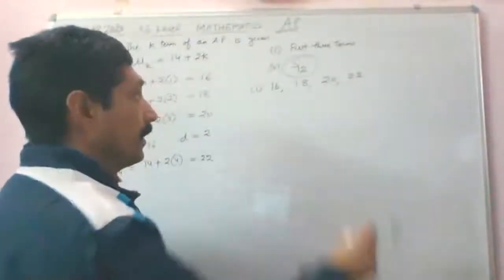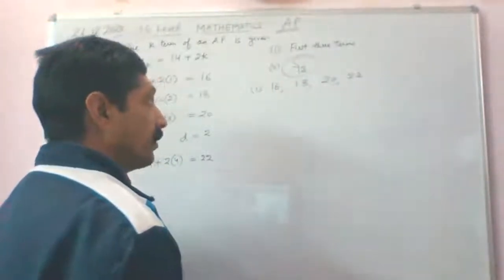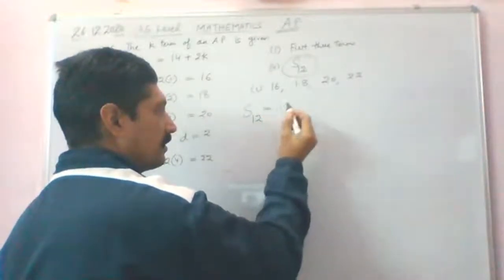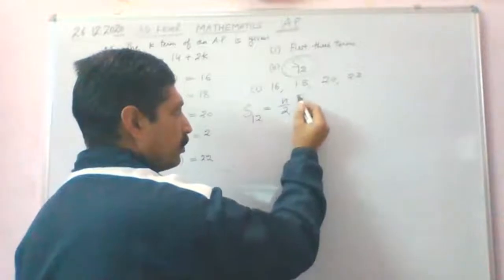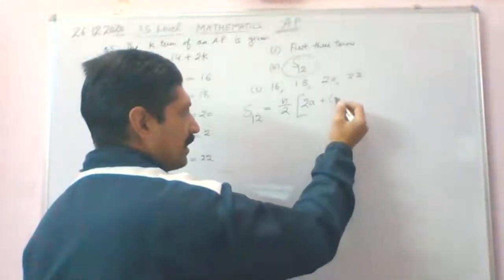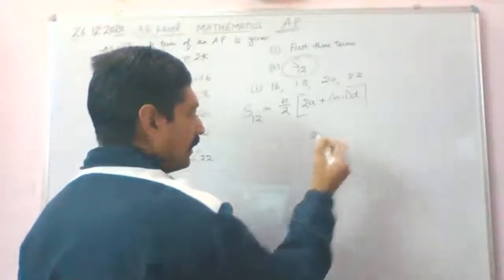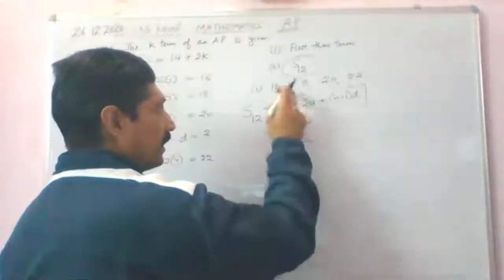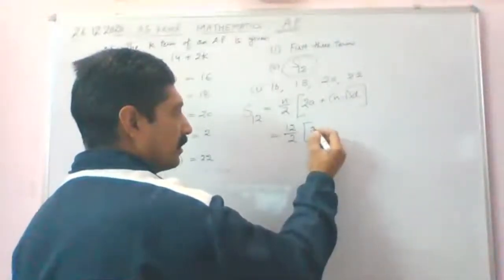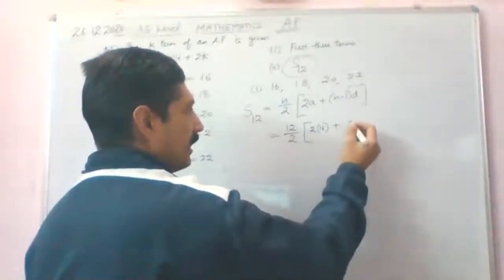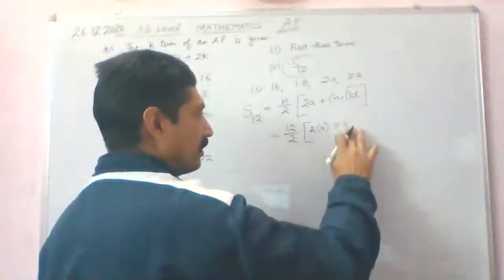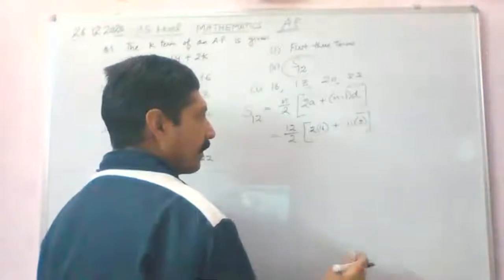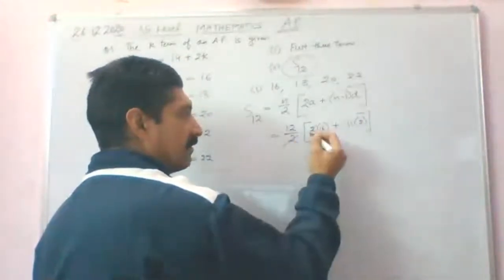Whereas S12 means the sum of the first 12 terms. That is the formula we will use: n by 2 into twice a plus n minus 1 into d, right? So here n is 12 divided by 2. Twice a is 2 into 16, plus n minus 1, that is 12 minus 1 is 11, and d, the common difference, is 2 here, right? So here 2 will get cancelled with this one.